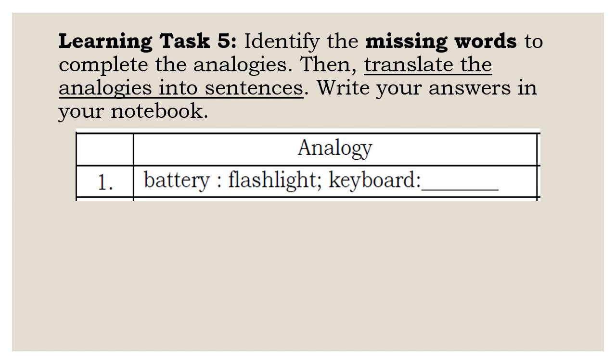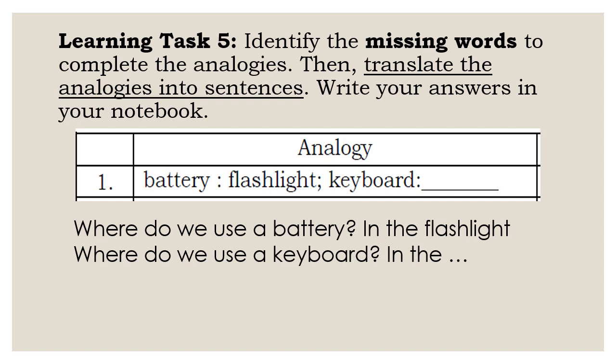Let's have number 5 or learning task 5. Identify the missing words to complete the analogies. Then translate the analogy into sentences. Write your answers in your notebook. Battery, colon, flashlight, semicolon, keyboard, colon, blank. Let us understand. Where do we use a battery? The answer is in a flashlight. Where do we use a keyboard? In the blank. Correct answer is computer.